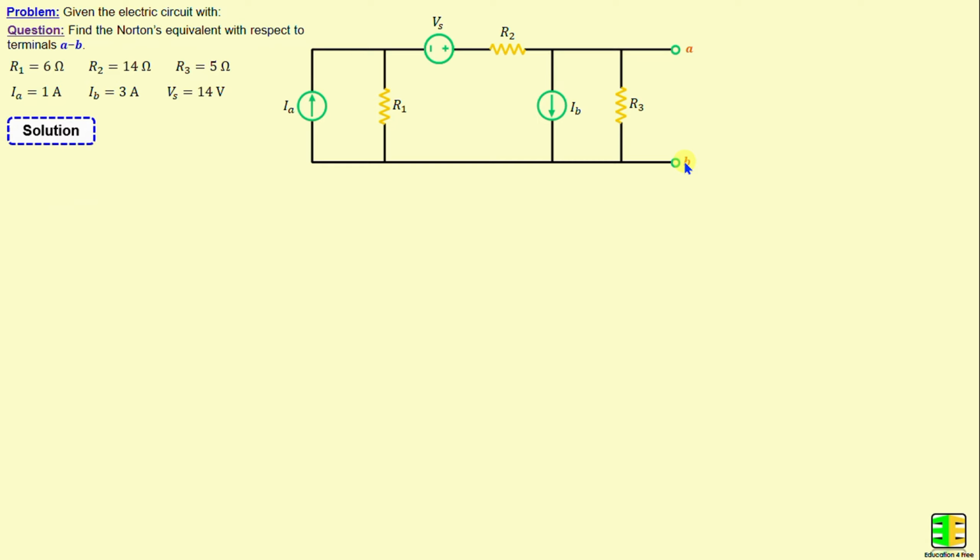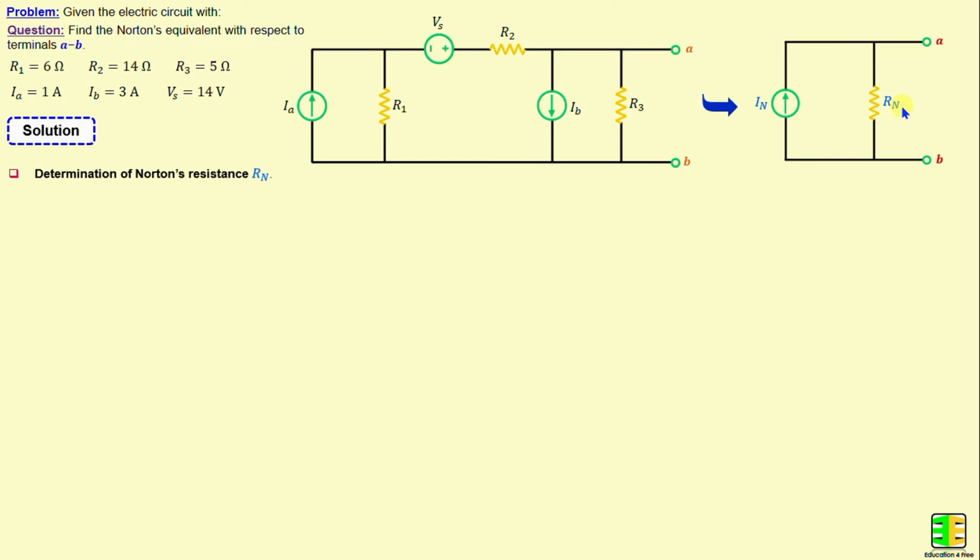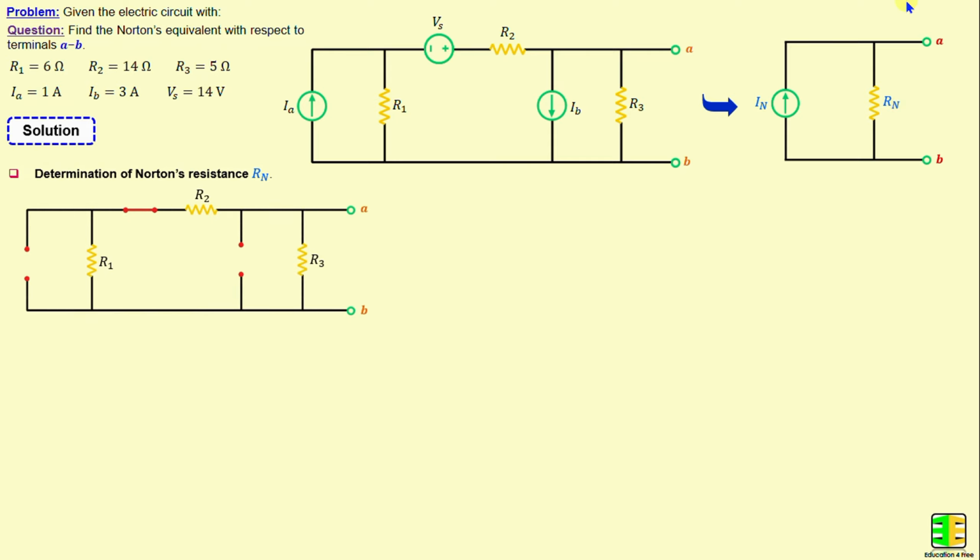By applying Norton's theorem between terminals A and B, we can replace this circuit with a current source in parallel with a resistor, which will be denoted as IN and RN. I will start first with the determination of the Norton's resistance RN. This step can be done by removing all independent sources in the circuit, which means the voltage source Vs will be replaced by a short circuit and the current sources IA and IB will be replaced by an open circuit.